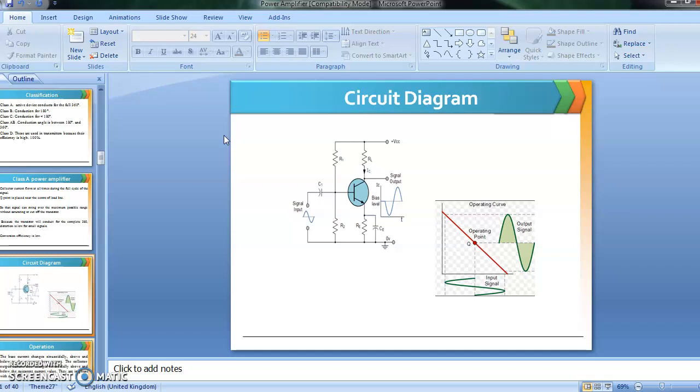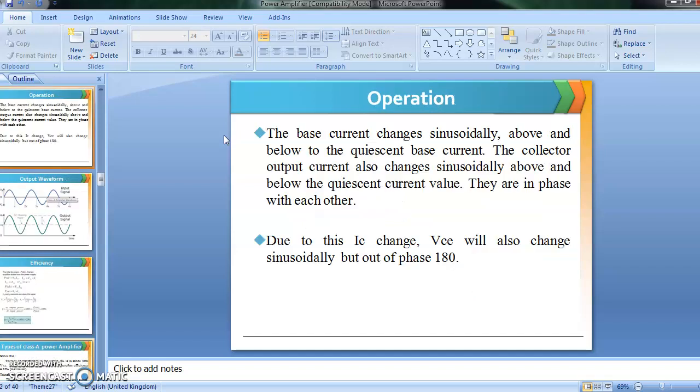So this is a graph of the class A type. Here the Q point is in the middle. The Q point is placed at the middle of your load line. So this is the circuit diagram and waveform of your class A type.